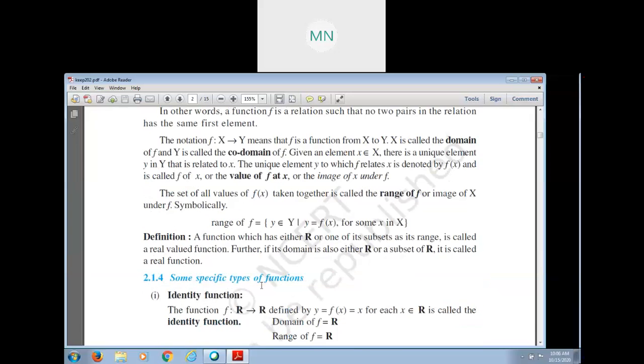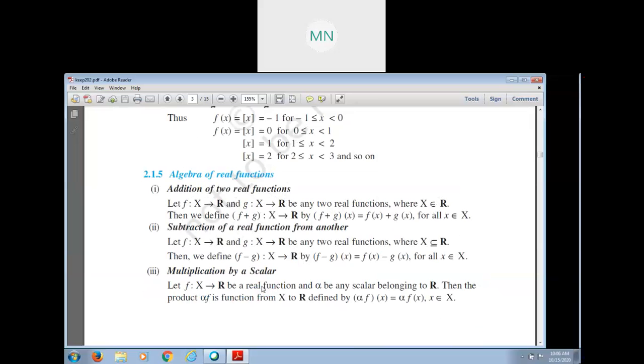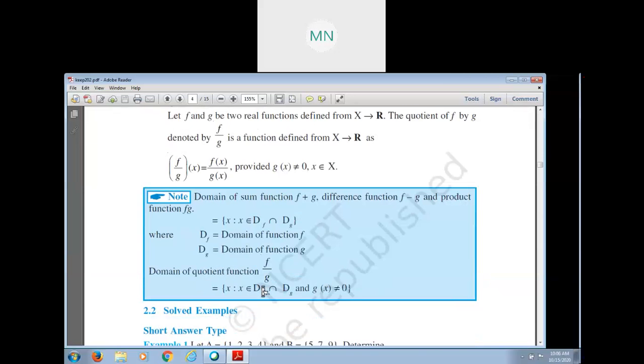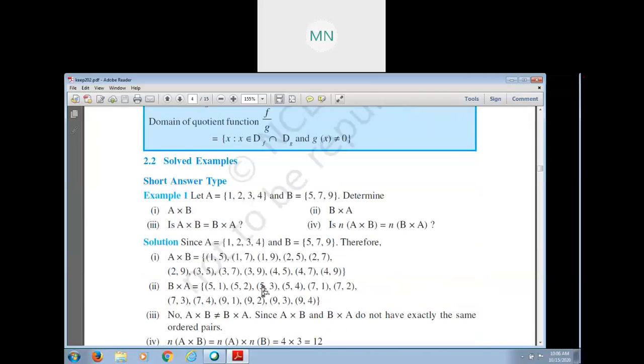Understand? And take some example. See this example. A equals 1, 3, 4 and B equals 5, 7. Find A cross B and B cross A. Is A cross B equal to B cross A? Is it true? I have already told you, not true. Because for any kind of sets, it is not true.